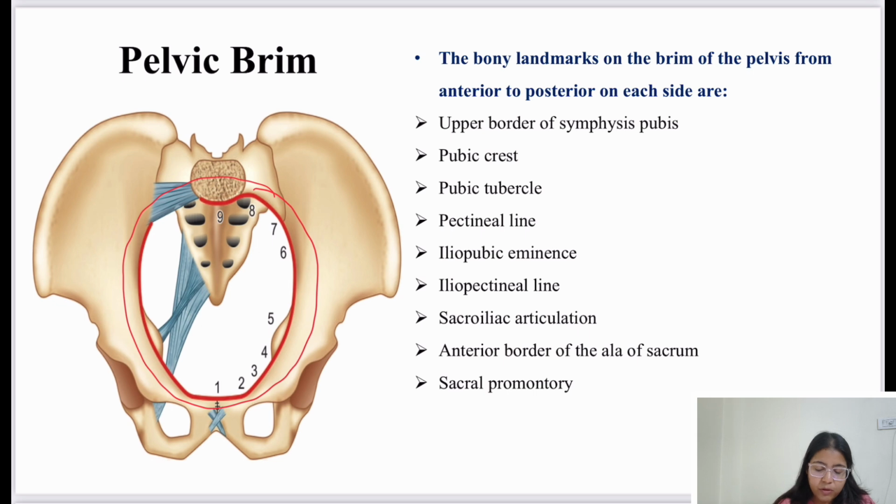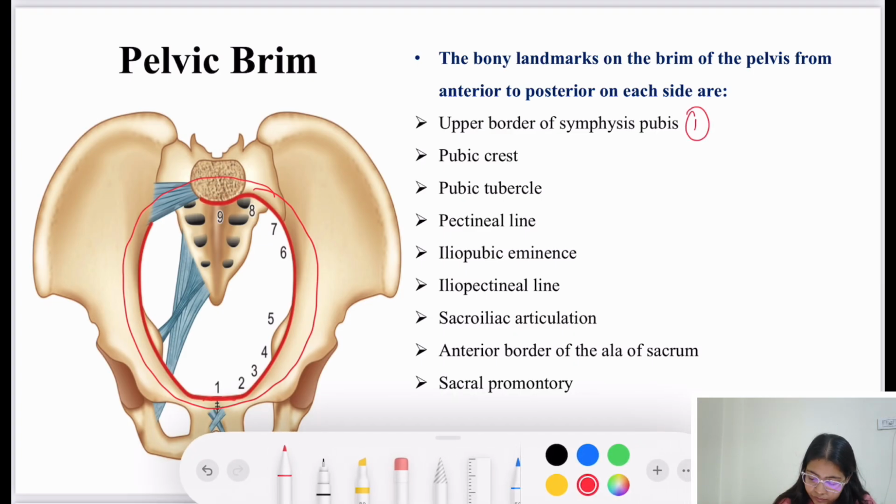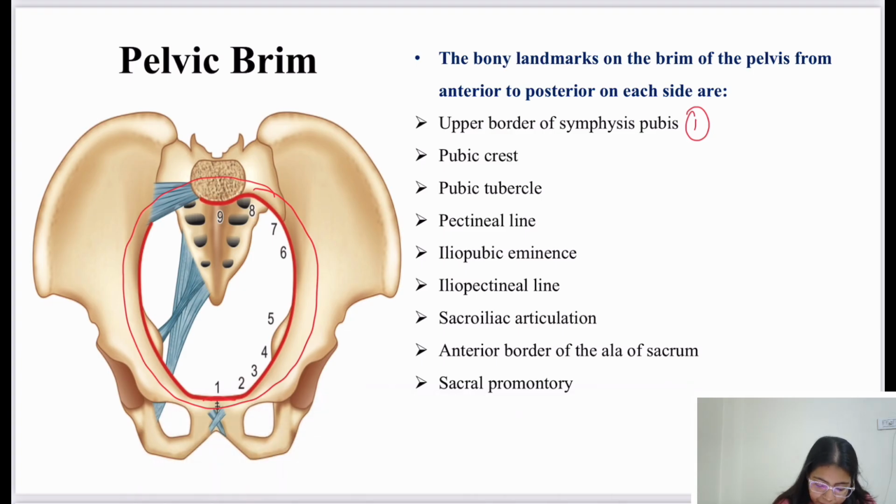So what are the parts forming the pelvic brim? It is numbered from 1 to 9. Number 1 is the upper border of symphysis pubis. This you can see. Okay, so this is the upper border of the pubic symphysis. This is number 1. Then pubic crest, number 2. Then there is the pubic tubercle, number 3. Then pectineal line.